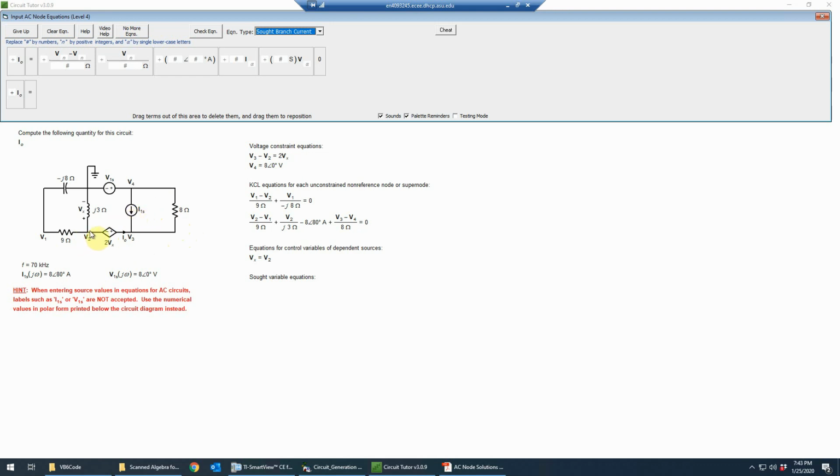Now we could equally well do it on the other side of the source by summing the current going this way through the inductor and this way through the resistor, because those currents join to form the current I naught. So we have two choices of how we could write that equation. It doesn't matter too much which way we do it. It may be a little simpler on this side, since one of them is just the value of a current source. So let's do it over here. Circuit Tutor will accept either of those valid equations.